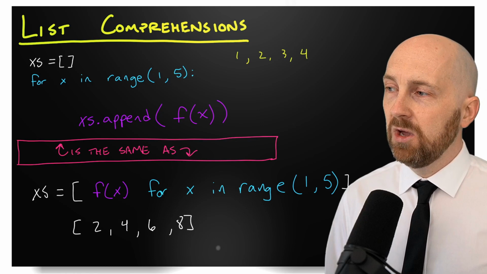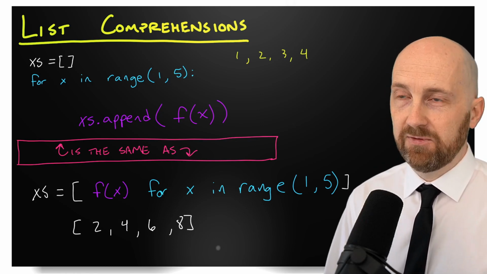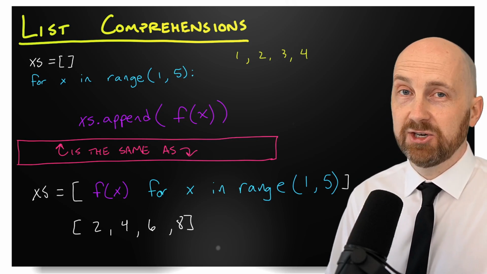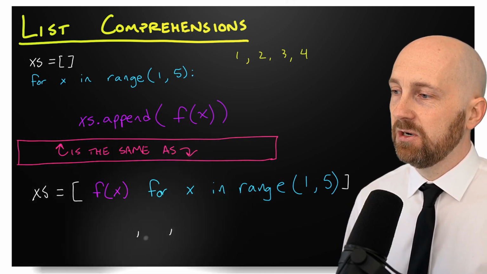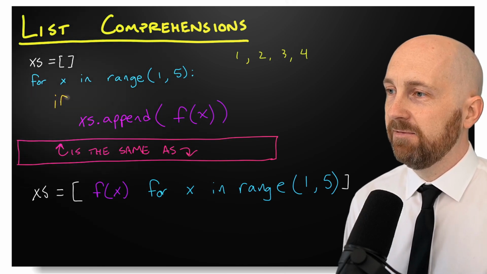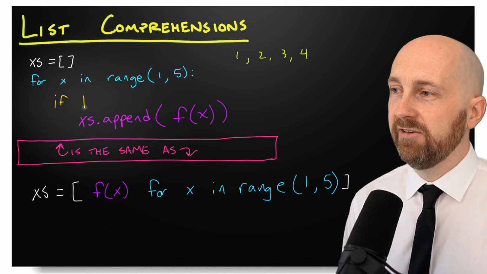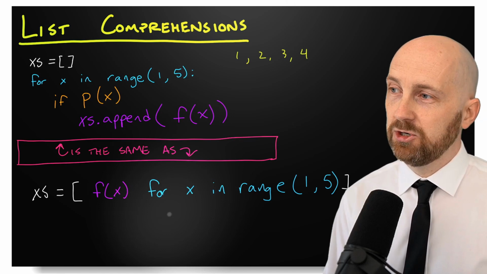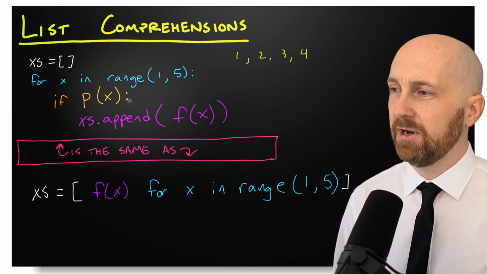Well, what if we only wanted to apply this function f to a subset or some elements in our range conditionally? Well, we could add an if statement. And first I want to try and express this in terms of the syntax that we already know and love, right? So if x is greater than 2, or I could more concretely say if p of x, right? So if p of x, where p was the function that would return true if its argument was greater than 2 and false otherwise, right?